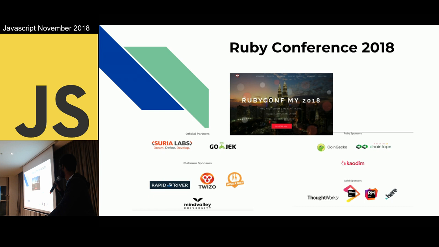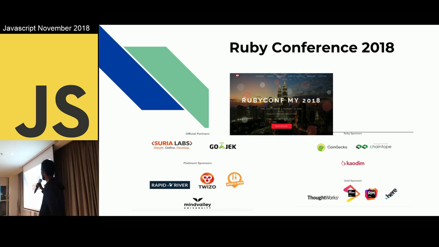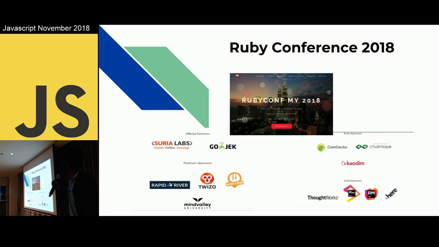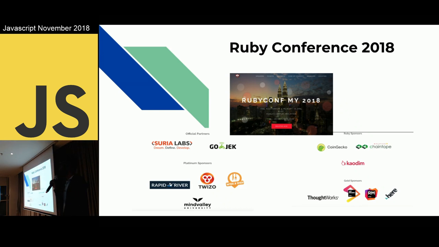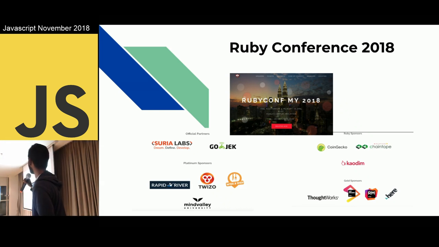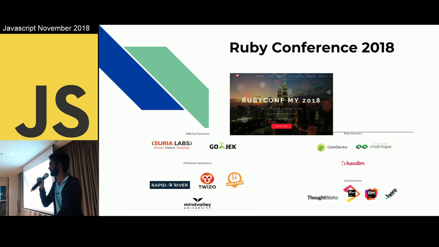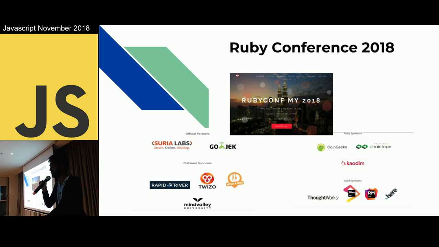I just want to shout out for the Ruby conference, especially the sponsors, Gojek, who were very helpful for us. And CoinGecko, Cowden Shentop, Rapid River, Suya Labs, Twizo, Vishadish, Mind Valley as well. Without them, we wouldn't have had a 2 day conference with more than 20 speakers worldwide and 230 attendees. The feedback was really great, so thank you so much for that.